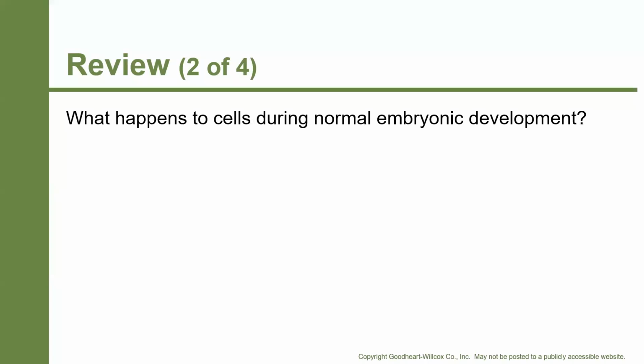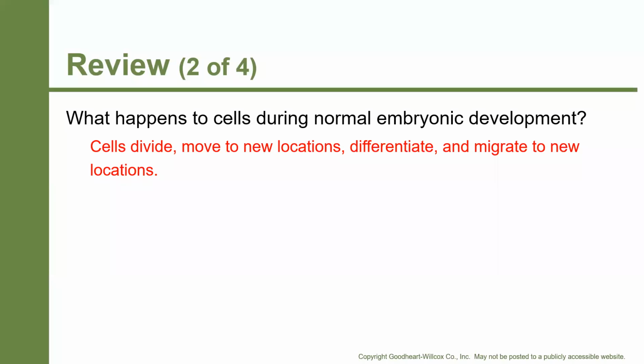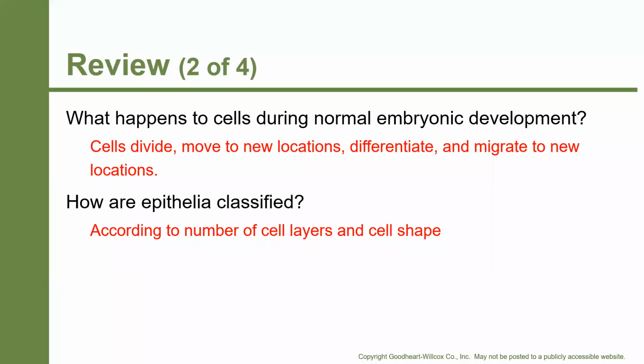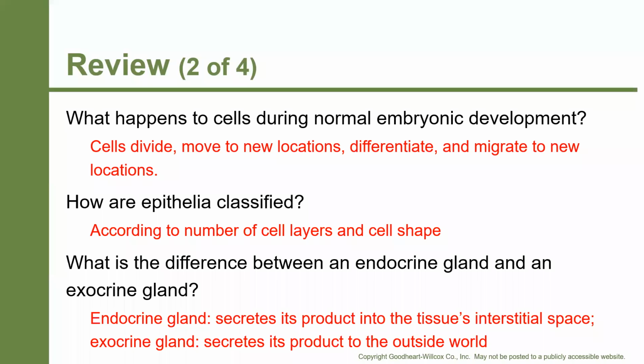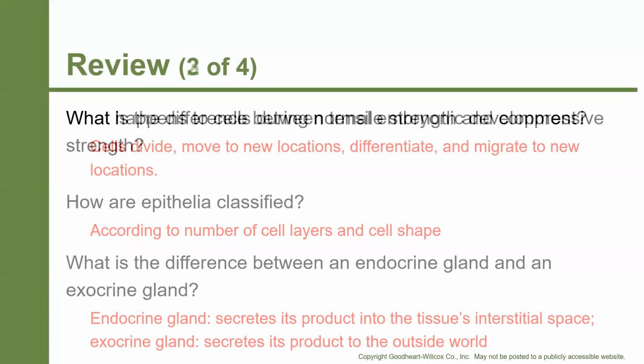What happens to cells during normal embryonic development? The cells will divide, differentiate, and migrate to new locations. How are epithelia classified? According to the number of cell layers and the shape of the cell. What is the difference between an endocrine gland and an exocrine gland? An endocrine gland will secrete its product into the tissue's interstitial space, whereas an exocrine gland will secrete the product to the outside world.